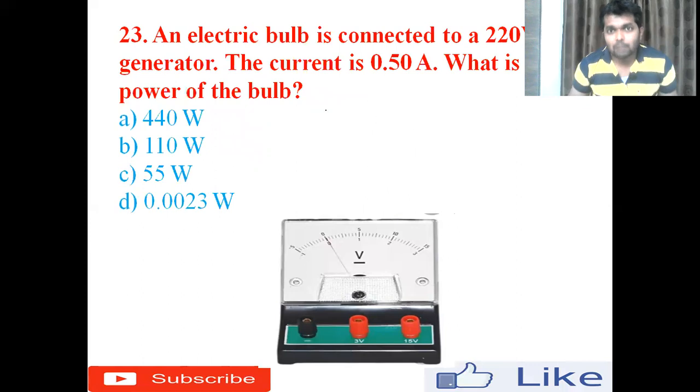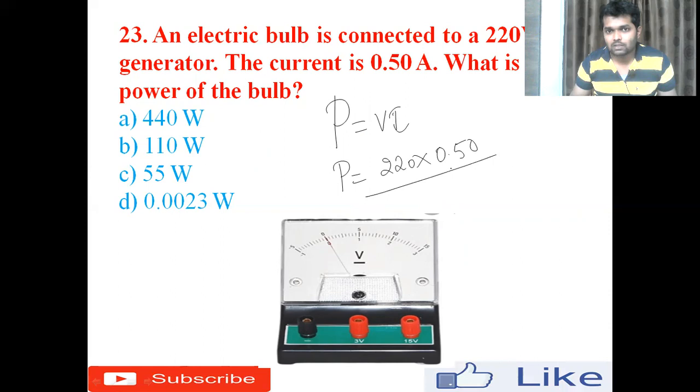An electric bulb is connected to a 220 volts generator. The current is 0.50 ampere. What is the power of the bulb? So basically the power equals V into I. This is one formula which is taken from Ohm's law. So what is V? V equals 220. And what is I? I is 0.50.